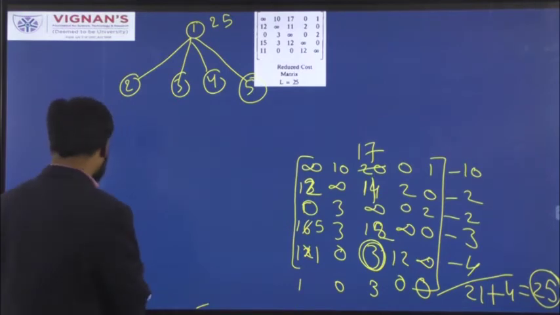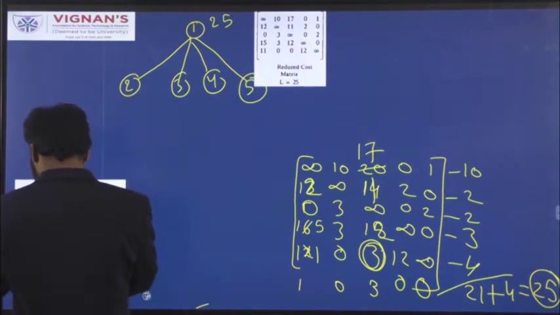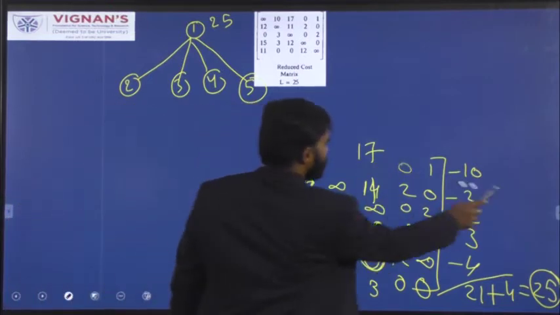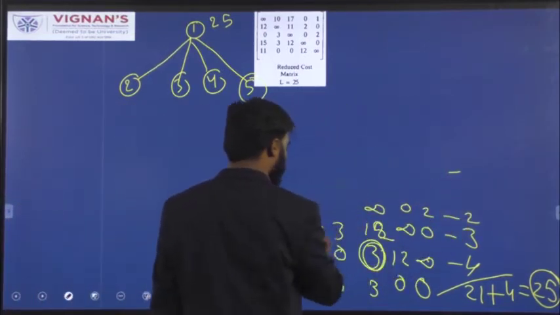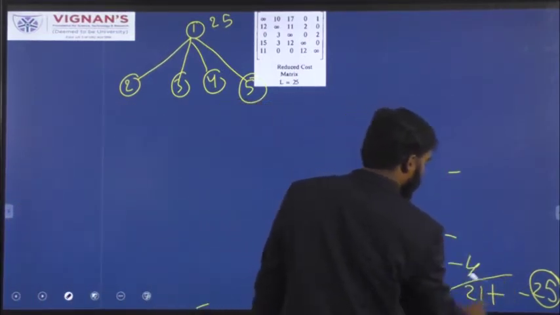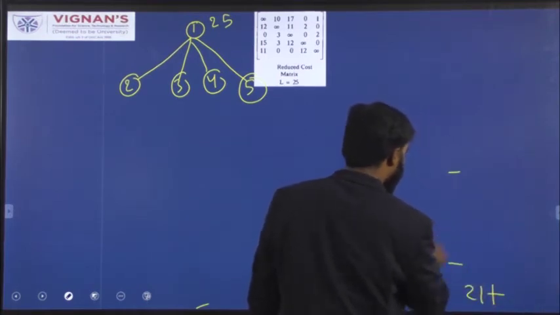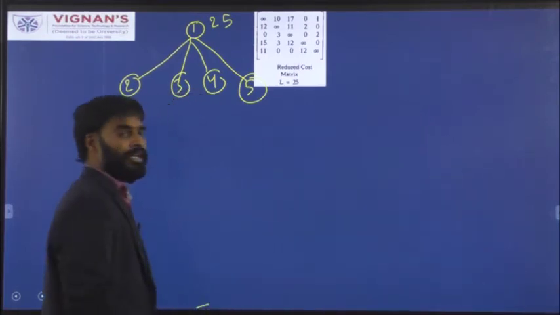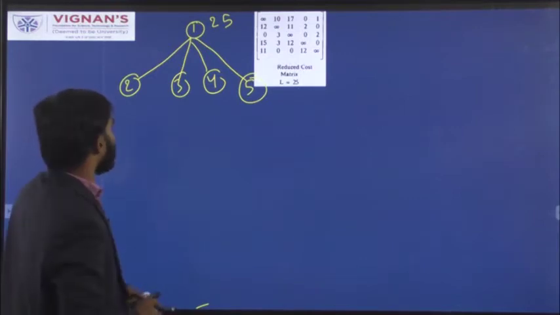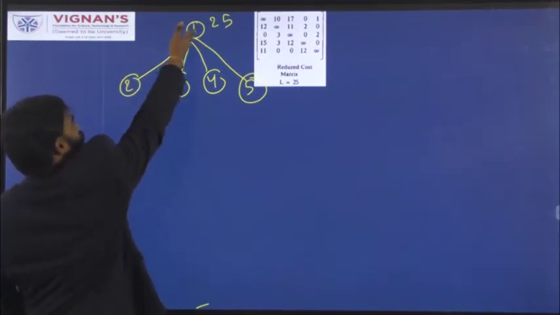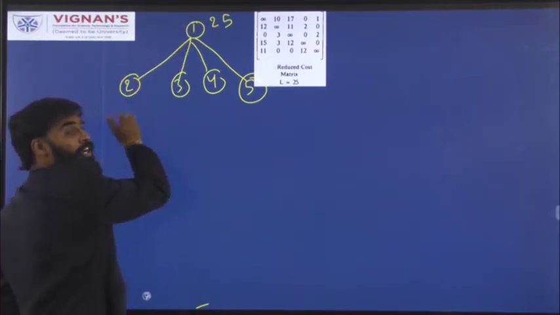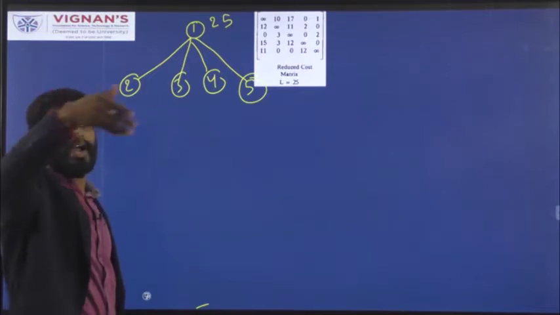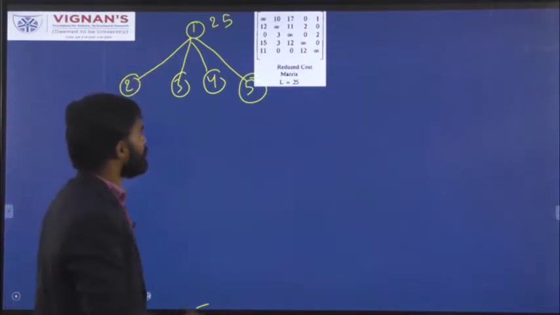So let us calculate the cost for each node. If we want to calculate the cost for each node, we have to construct a reduced matrix for each node. The reduced matrix for 1 to 2: make all the elements of the first row and second column as infinity. So like this.